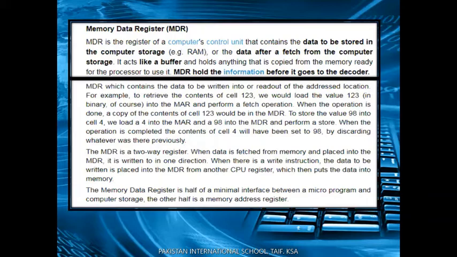When data is fetched from the memory and placed in the MDR, it is written in one direction. When there is a write instruction, the data to be written is placed into the MDR from another CPU register, which then puts the data into memory. So it's a bidirectional, two-way register which is used to hold your data. The memory data register is one half of a minimum interface between a microprogram and computer storage. The other half is the memory address register.